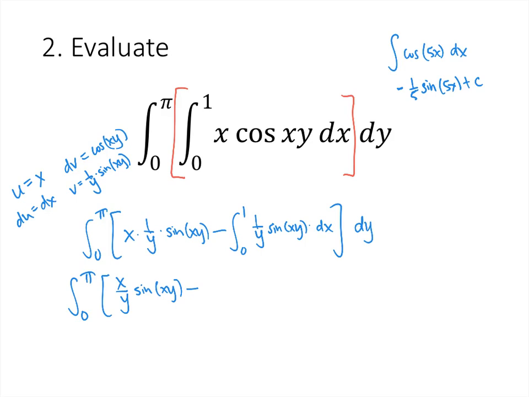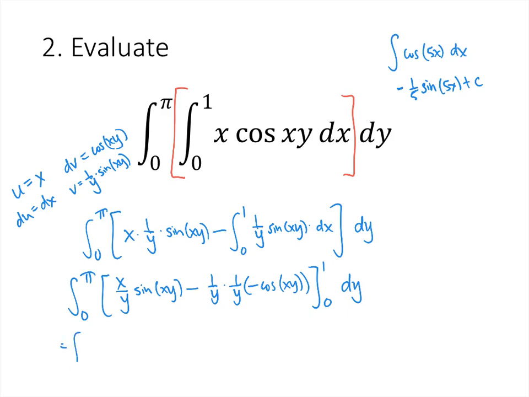Now the antiderivative of 1 over y sine of xy, remember the y is a constant, so that 1 over y out front is going to stay there. And then when we take the antiderivative of sine of xy, we're going to get another factor of 1 over y, and then the antiderivative of sine is cosine. So cosine of xy, and then remember, now we're evaluating as x goes from 0 to 1. So we're going to plug in x equals 0 and x equals 1.